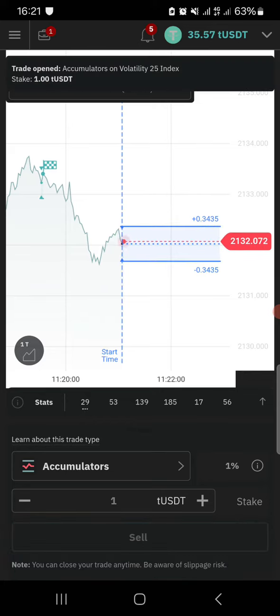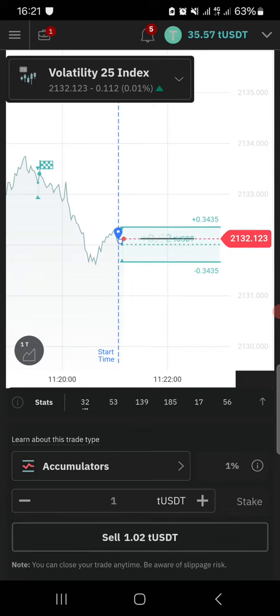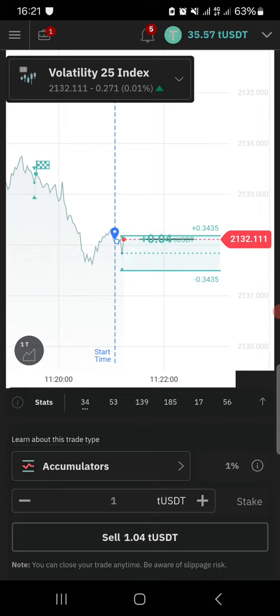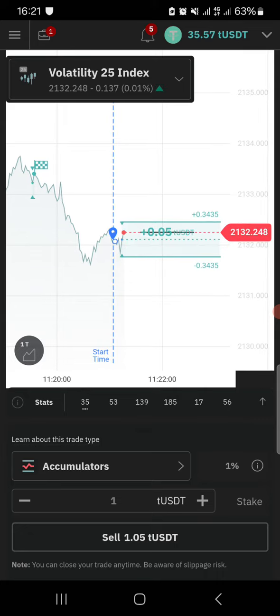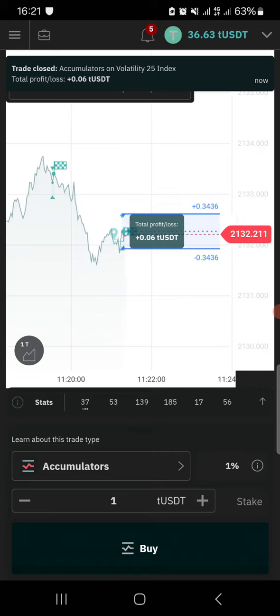You see here, with every tick you can earn easily, even minimal dollars. With the investment of $10 you can easily earn $0.1. Here I will sell this. 0.06 USDT I have earned easily.